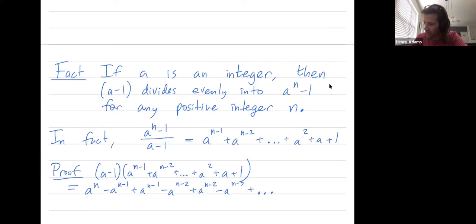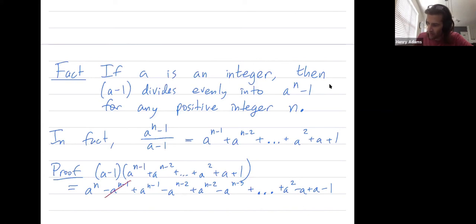plus, minus, plus, minus. Down near the end, let's pretend we're all the way down here. I have a plus A squared. And then I have a minus A. And then I have a plus A. And then I have a minus 1. And then the beautiful thing is that in the sum, everything cancels except the first and last term.